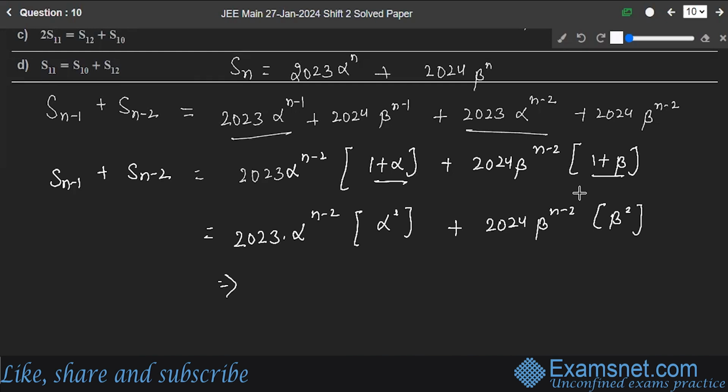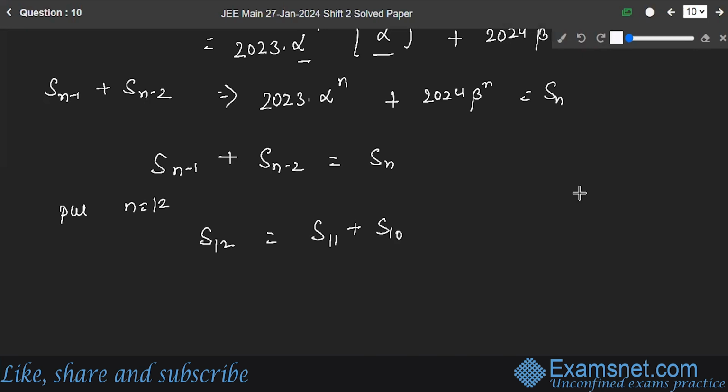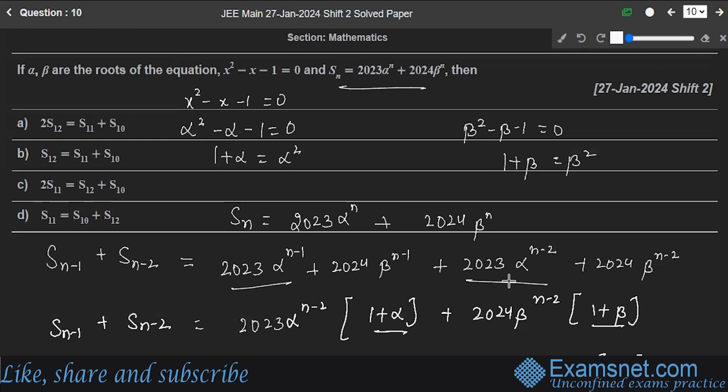Yeah. So now bases are same, powers will add. You will have 2023 into alpha raised to power n minus 2 plus 2, which is alpha raised to power n. Similarly, here will be beta raised to power n. So this is what? This is your Sn only, right? That gives you Sn minus 1 plus Sn minus 2, the sum of both of them is equal to Sn. Now, if I put n is equal to 12, that gives me S12 is equal to S11 plus S10. Right now, let's check. This is the right one. Option B. Hope you're clear with this.